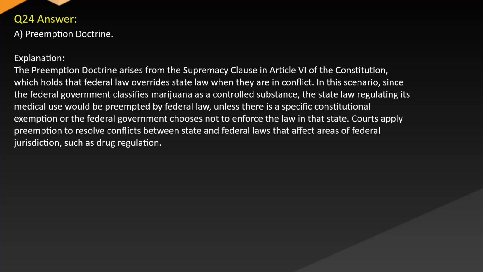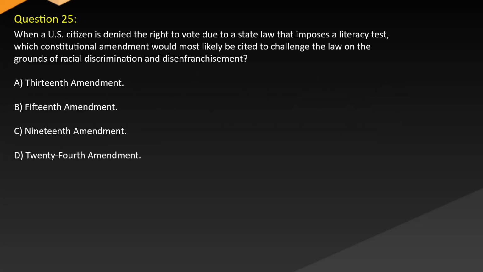Courts apply preemption to resolve conflicts between state and federal laws that affect areas of federal jurisdiction, such as drug regulation. Question 25. When a U.S. citizen is denied the right to vote due to a state law that imposes a literacy test, which constitutional amendment would most likely be cited to challenge the law on the grounds of racial discrimination and disenfranchisement? A. 13th Amendment. B. 15th Amendment. C. 19th Amendment. D. 24th Amendment.